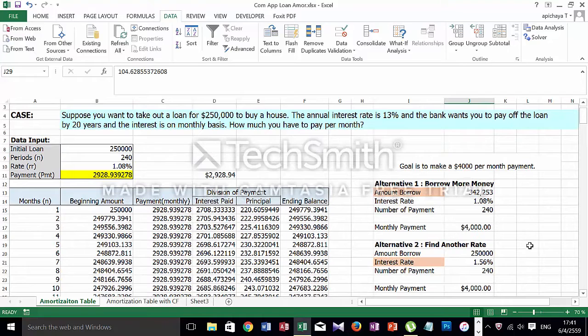So that's pretty much the overall idea of how we construct the amortization table and how we use Goal Seek to find the amount that we want to know.